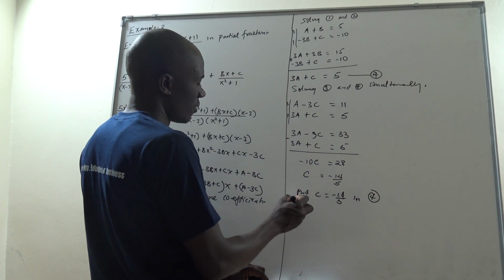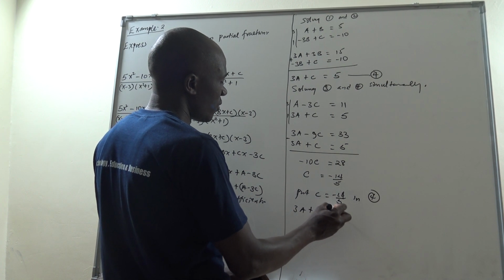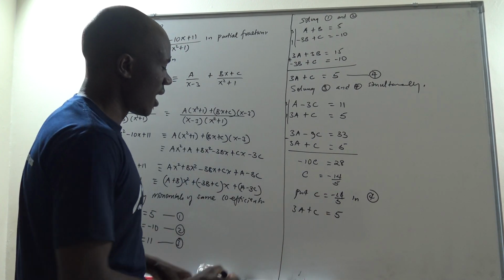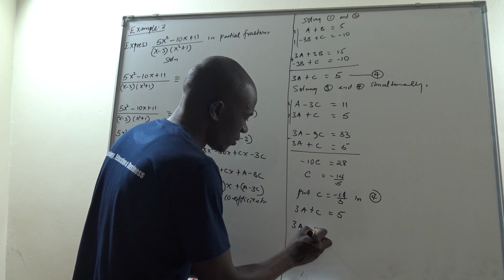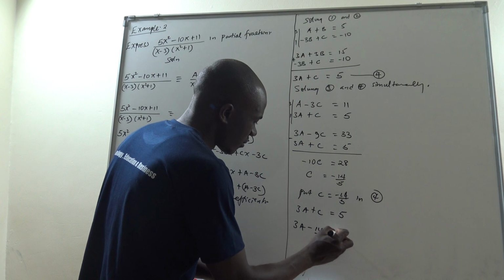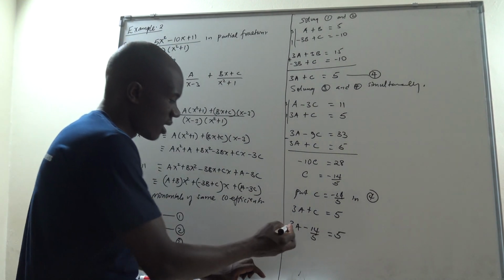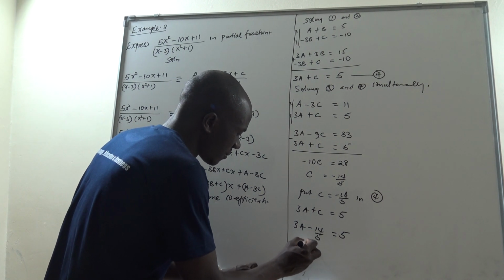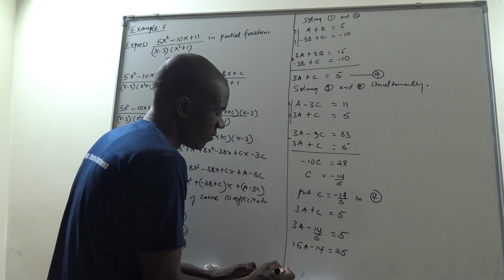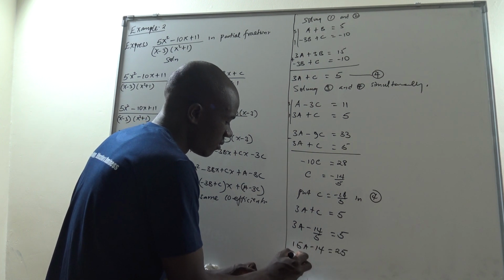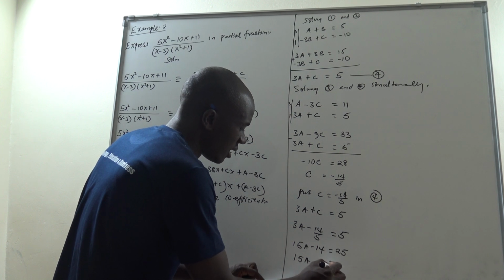What was equation 4 saying? 3A plus C was equal to 5. So where I see a C, I bring that in. I say 3A minus 14 out of 5 equals 5. So maybe I can multiply out by 5 throughout. I get 15A minus 14 equals 25. Take this one to the other side. We're remaining with 15A equals 39.